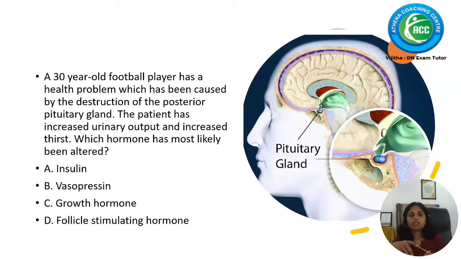Vasopressin. Basically, the pituitary gland produces vasopressin. What is the other name of vasopressin? ADH, anti-diuretic hormone. Any problem on the head, any surgery or head injury, can damage the pituitary gland, and the posterior pituitary produces ADH.